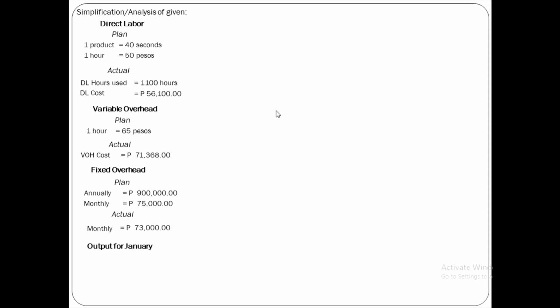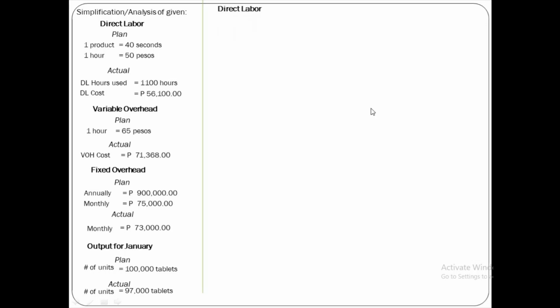So the actual output for January versus the plan: the plan number of units for the month of January is supposed to be 100,000, but in the actual, the company has only produced 97,000. So that's it for the given.